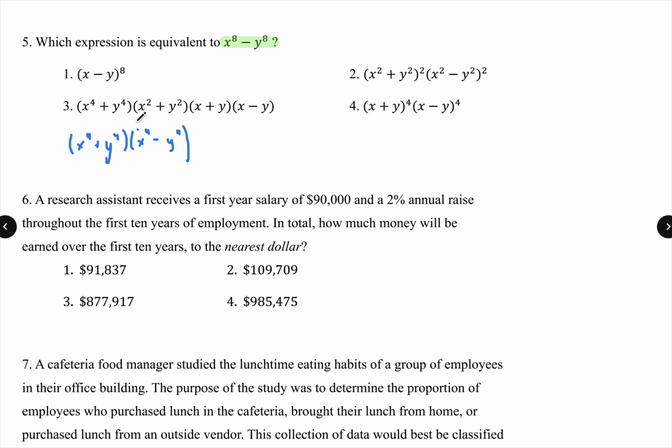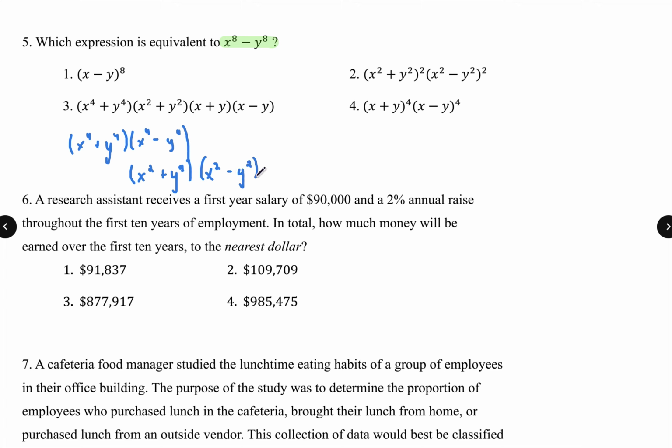Once I do that, now I start to see something that might make a little bit of sense. Well, I do it once. Guess what I just created? Another difference of perfect squares. This is going to be what? x squared plus y squared times x squared minus y squared.